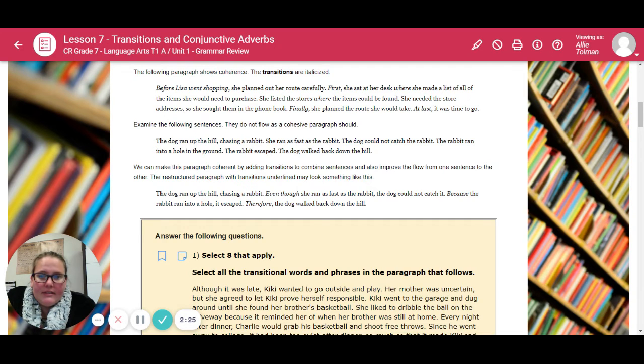Examine the following sentences. They do not flow as a cohesive paragraph should. The dog ran up the hill chasing the rabbit. She ran as fast as the rabbit. The dog could not catch the rabbit. The rabbit ran into a hole in the ground. The rabbit escaped. The dog walked back down the hill.